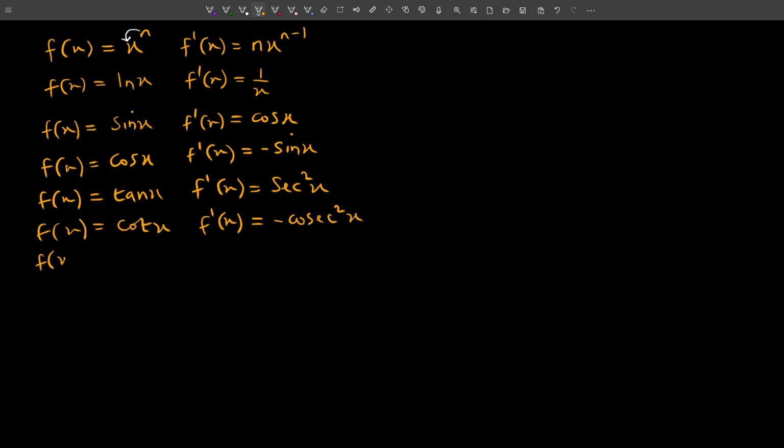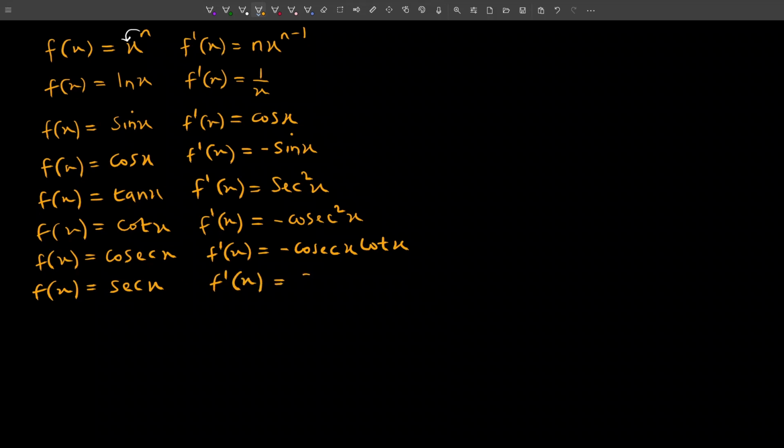We're given a function cosec x, the derivative of the function will be minus cosec x cot x. We're given a function sec x, the derivative of the function will be sec x tan x. So our advice is to take a snapshot of this. There are more, but these are the basic ones we will be making use of.